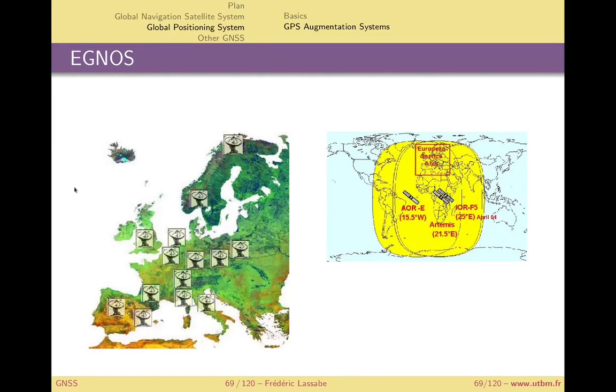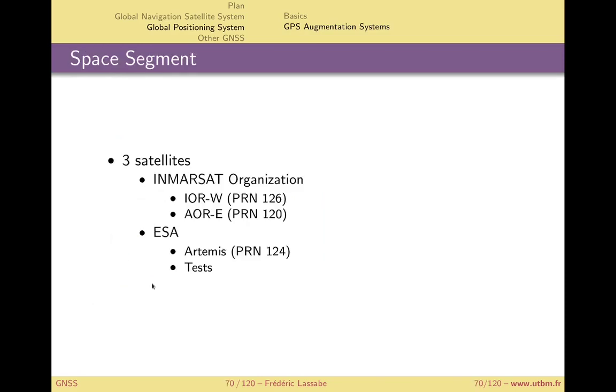So here are some of the monitoring stations. It's the footprint of the system. So again, its real footprint is here, so you cannot use it outside because the monitoring data is not fitted to other areas. So the space segment relies on 2 satellites of the Inmarsat organization and 1 satellite from the ESA.